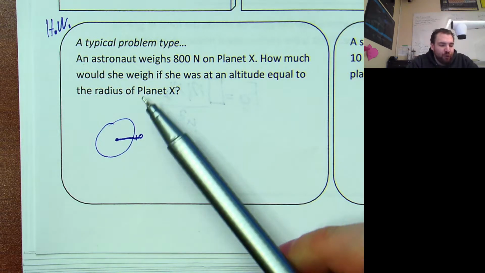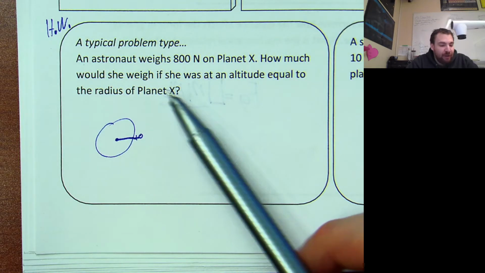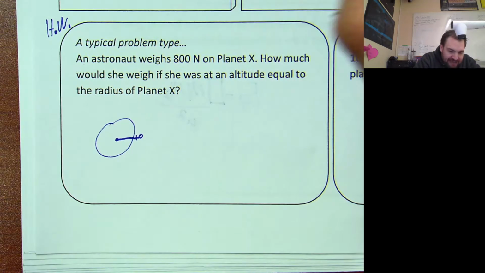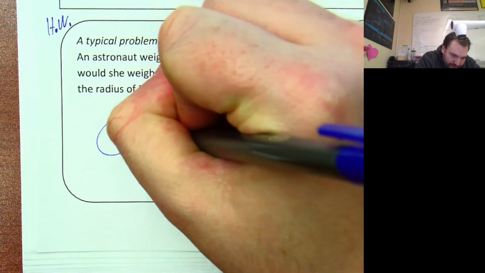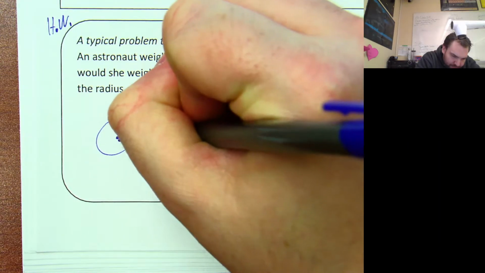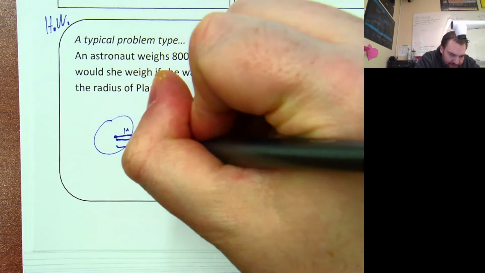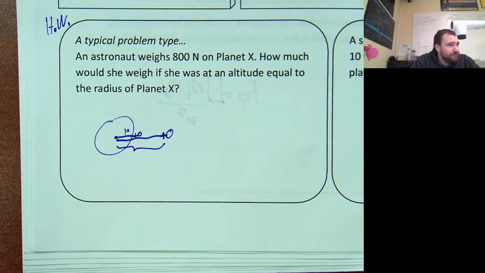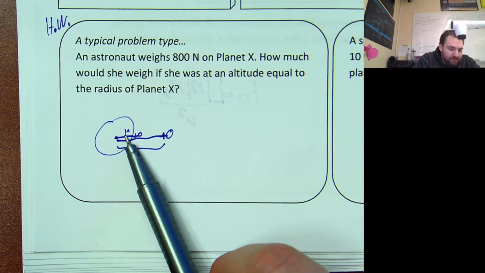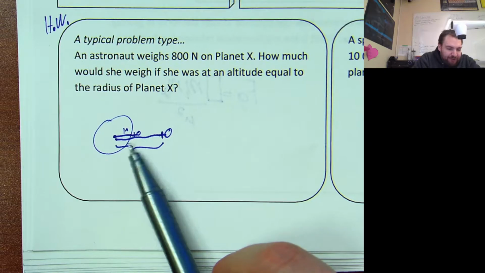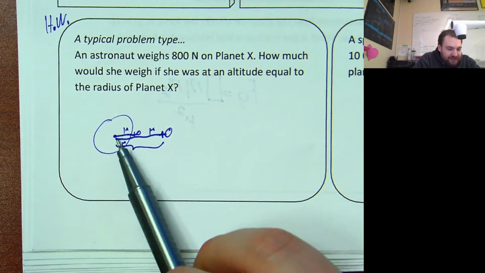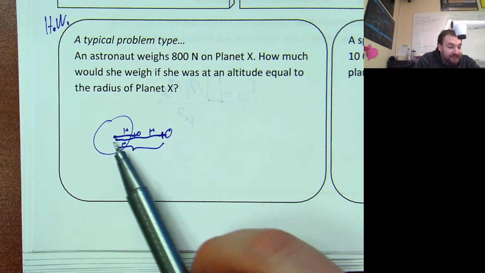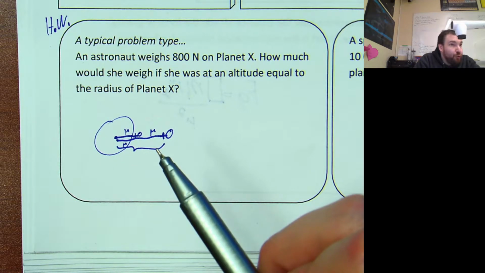And then we're told to figure out how much she would weigh if she was at an altitude equal to the radius. So we know it's the radius. So now we're going to take her and put her up here. Now this distance is what? If this was r, if the altitude is equal to the radius, we know that this is r and this is r. So this distance now from the center of the mass of the planet to the center of her is what? 2r.